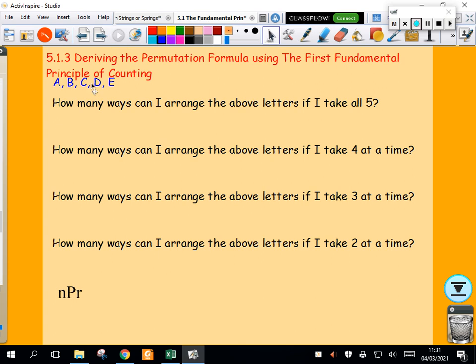So I have a population here of 5 letters, and I want to arrange the above letters. If I take all 5, so actually we're talking about 5 permute 5 here. We're taking all 5 letters at a time. So what do I do? Well, I use the fundamental principle of counting, which says, break it up into tasks. Task 1 is to choose a letter to go in the first position. Remember, I'm just trying to arrange them. So A, B, C, D, E is a different arrangement to C, D, A, B, E, for example. How many ways can I arrange the above letters? I take all 5, so I have to take all 5.